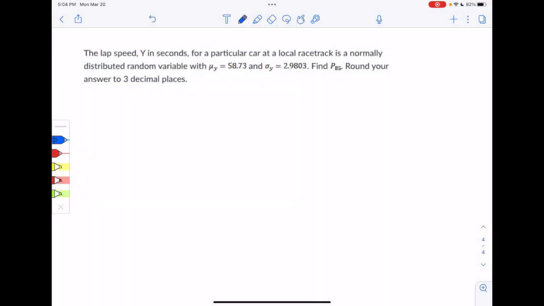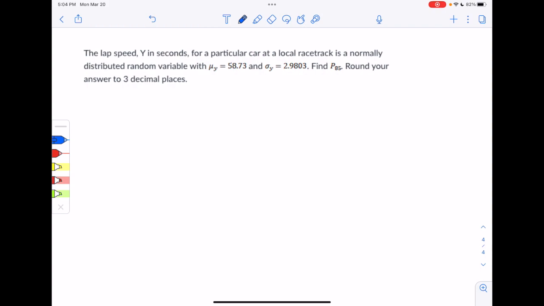This one is from the review quiz for Chapter 6. The lap speed y in seconds for a particular car at a local racetrack is a normally distributed random variable with mu equal to 58.73 and sigma equal to 2.9803. Find P85 and round your answer to 3 decimal places.